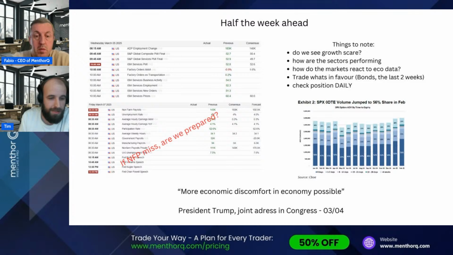And yesterday I watched a little bit of President Trump's speech in front of Congress. My favorite quote out of this was "more economic discomfort in the economy possible," whatever that means. But take it as a hint. Maybe there's something bigger going on. We don't know. We just react to our data and what we can do or not.